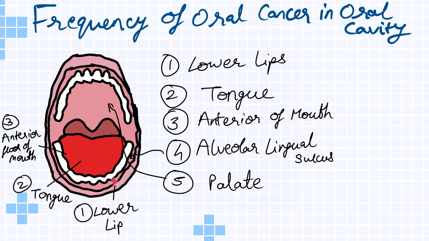The first one is lower lip, second one is tongue, third one is anterior floor of mouth, which is hidden by the tongue, fourth one is alveolar lingual sulcus, and fifth one is palate. Remember, this is in decreasing order, so naturally, lower lip has the highest frequency of oral cancer as compared to palate, which has the lowest frequency among the list.